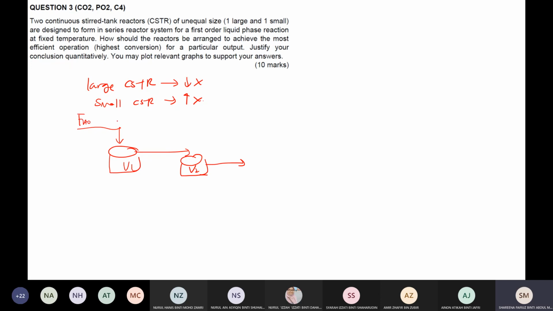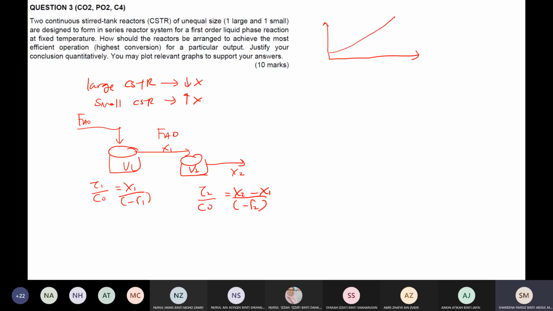Okay, so we have FA0. Okay, so kita ada FA1, FA0. Okay, and then kita ada X1 and then we have X2 here. Okay, so daripada sini sebenarnya adalah tau 1 over C0 is over X1 over negative R1. Okay, ini I dah rearrange lah kita punya equation. Okay, so basically kalau nak tengok, okay, remember dia adalah kalau CSTR dia adalah curve mewakili rectangle, dia bukan area under the curve. Okay, area under the curve adalah untuk PFR.